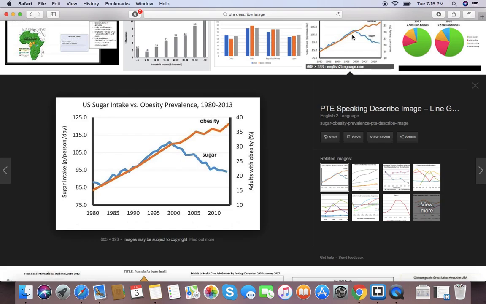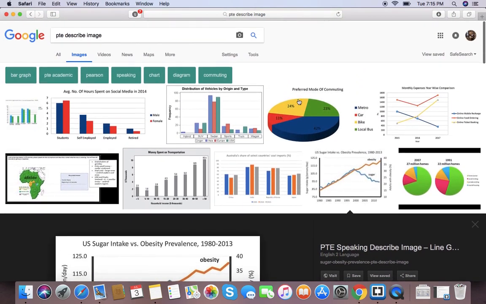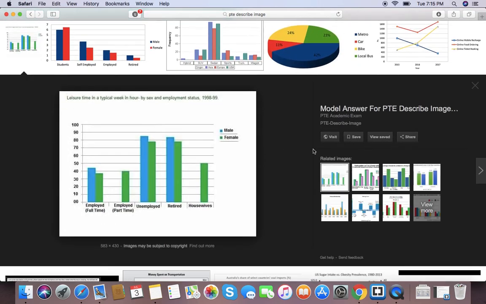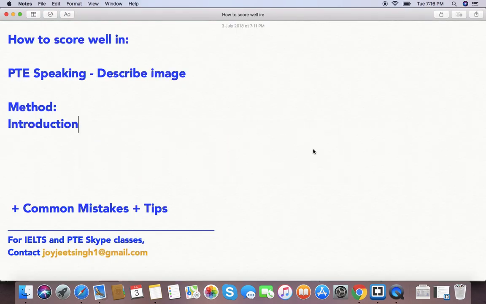This line graph compares the sugar intake and obesity prevalence from 1980 to 2013 in the US. So guys, these are a few examples of what the introduction could be like. In 1 or 2 simple lines, just say what it is. The first 25 seconds that you have to look at the image, decide what the image is about. This is where you start your answer. So the first part, introduction.